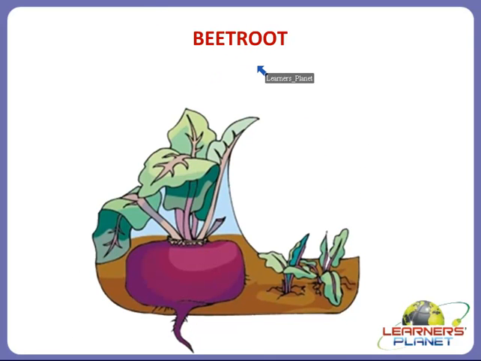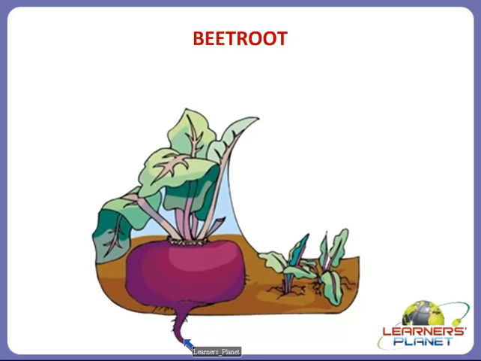Then beetroot is also a plant that grows from the roots, right? Children, you must have observed that this is also a type of plant which we eat in our food. We eat it as salad, right? So this is also possessing roots, right?